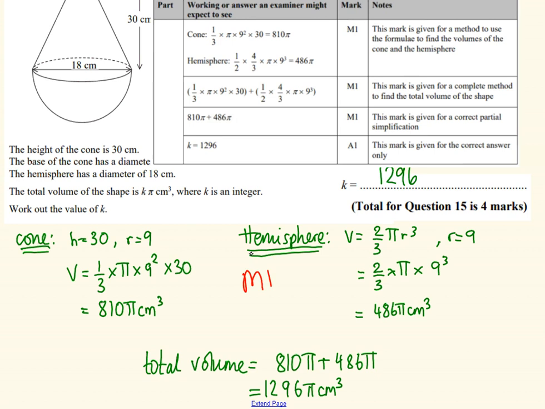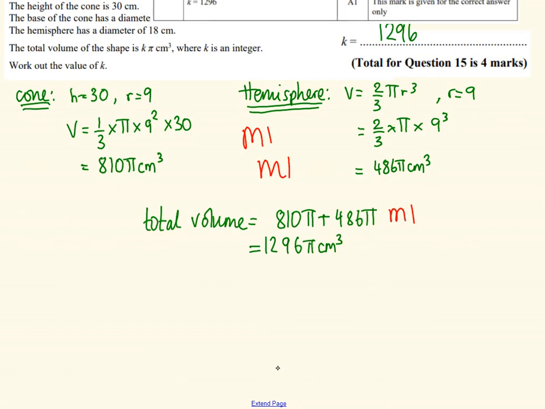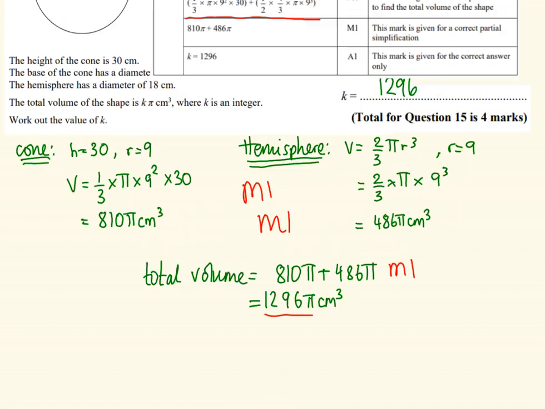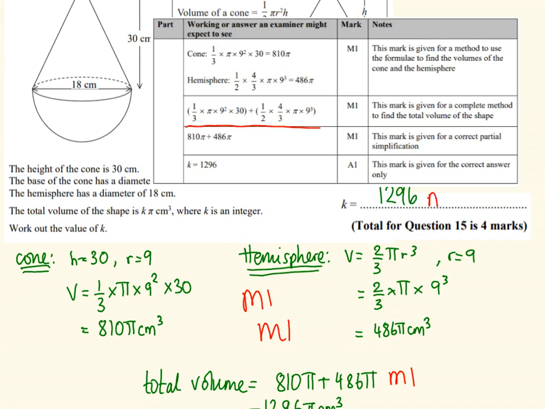And then the second method mark is for a complete method to find the volume of the total shape. So you can see what they're sort of looking for in the calculations here, which is what we've got on both of our sides here again. And then adding those two things together, and then our accuracy mark at the end for recognising that it's the 1296. And that's where we're going to get our final mark for that question.